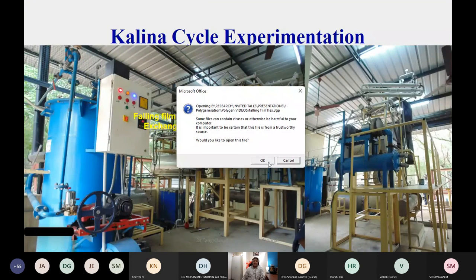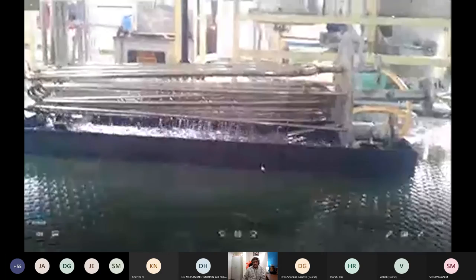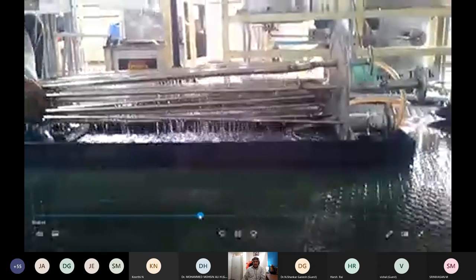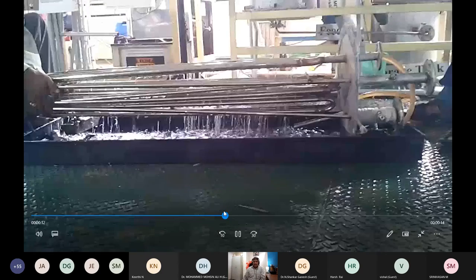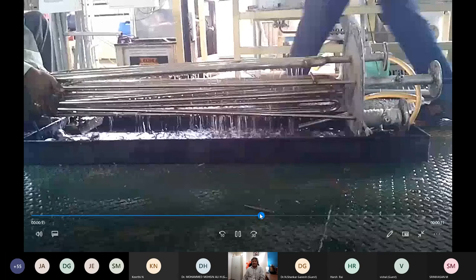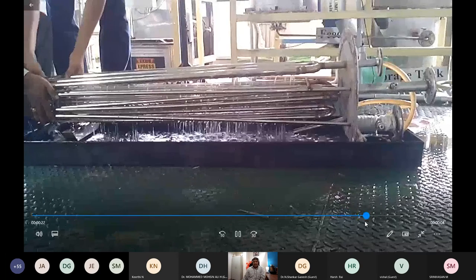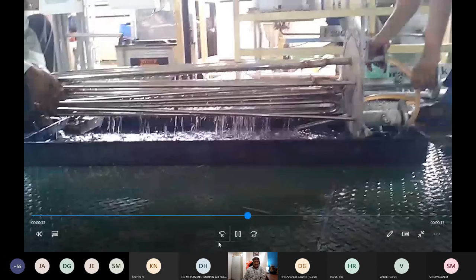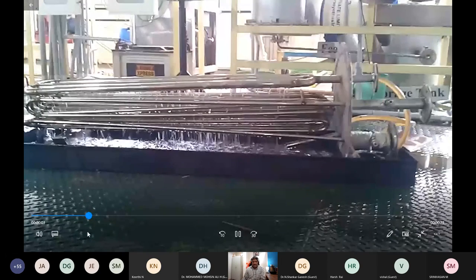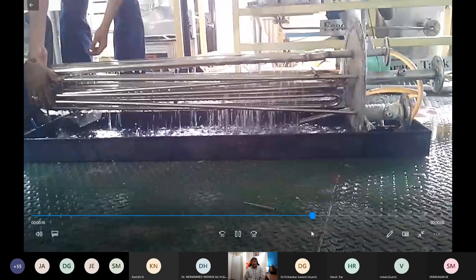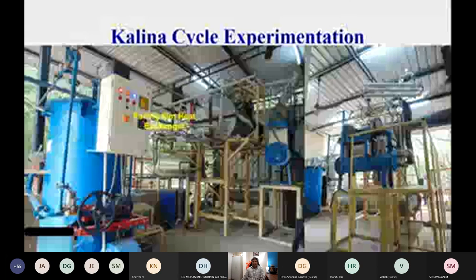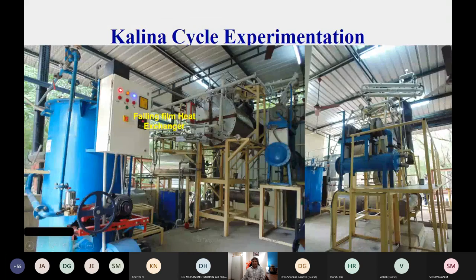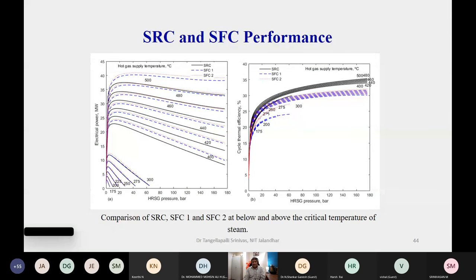In binary fluid systems, we modified the heat exchangers. But in a single fluid system, let us say condenser and boiler, even shell and tube heat exchangers are enough. But here we use the falling film heat exchanger. This is the testing of this falling film heat exchanger. The falling film heat exchanger is more suitable, more compact also for the binary system. The overall heat transfer coefficient is better with the falling film heat exchanger compared to shell and tube heat exchangers.